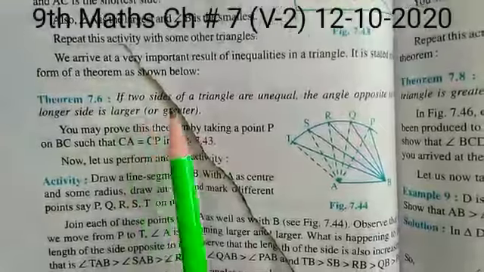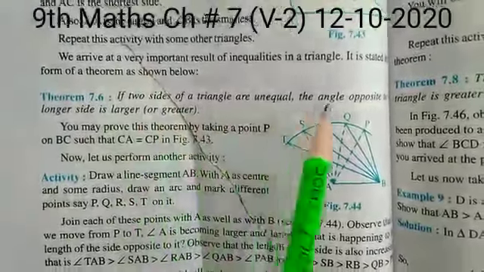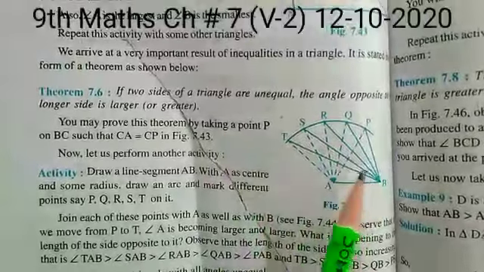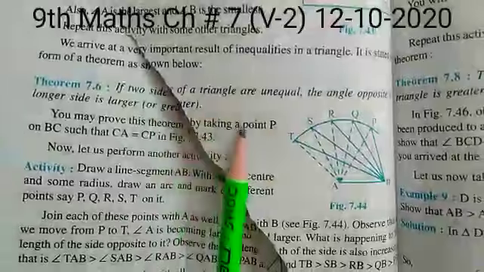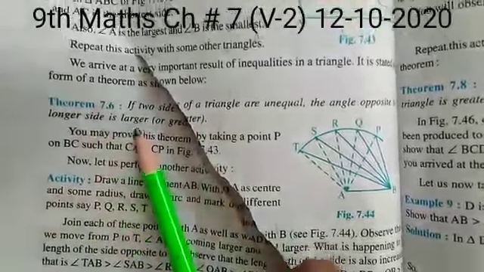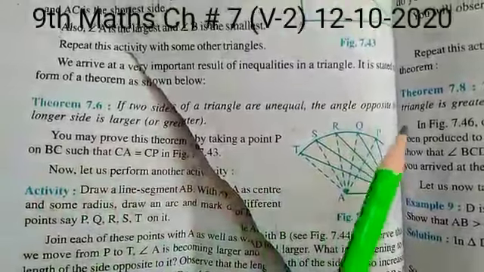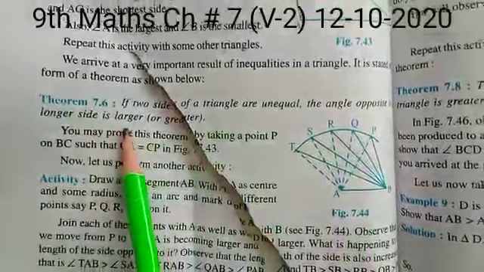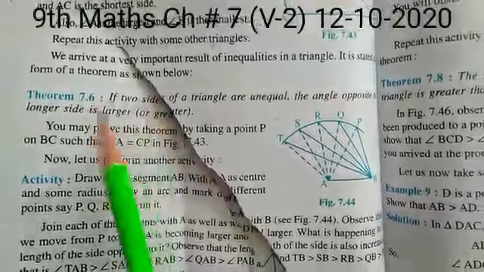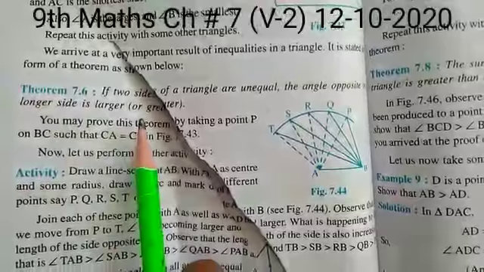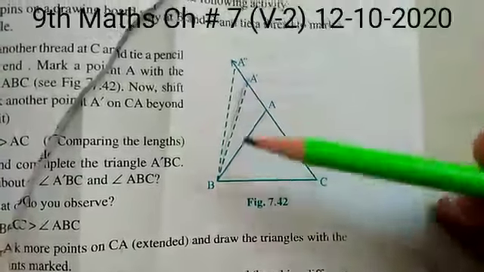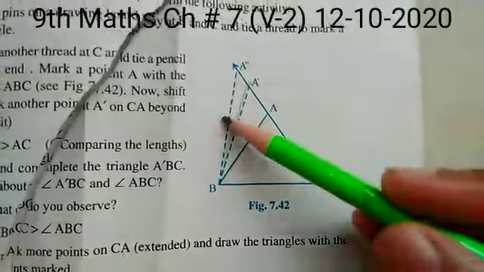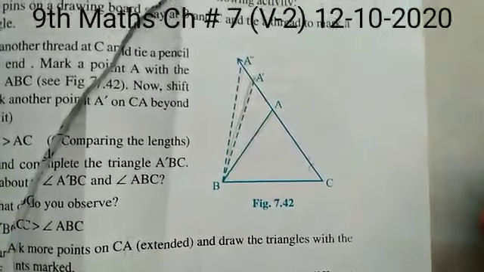Now theorem 7.6. If two sides of a triangle are unequal, the angle opposite to the longer side is larger. So the angle opposite to the larger side is also larger. Similarly, the angle opposite to the smaller side is always smaller. This way you have to understand and remember theorem 7.6. So here, if we are increasing BA to BA dash and BA double dash, then the opposite angle C will also increase.